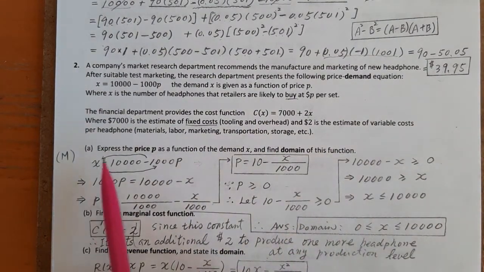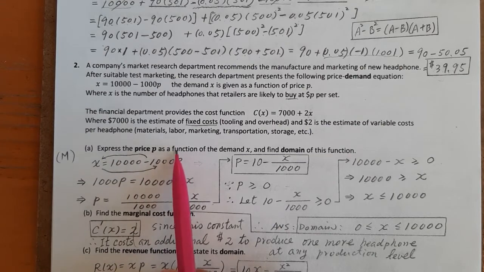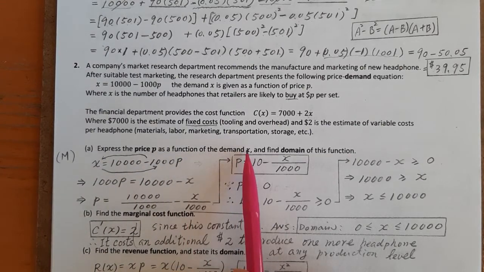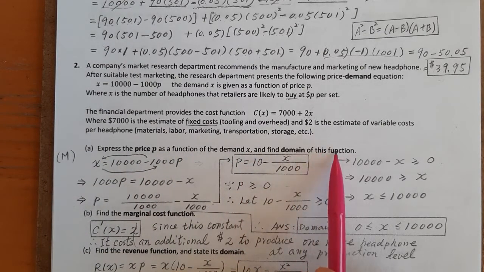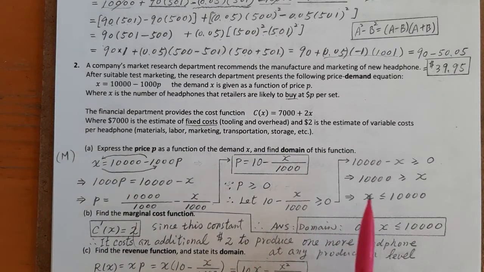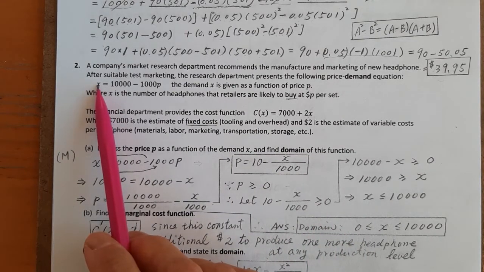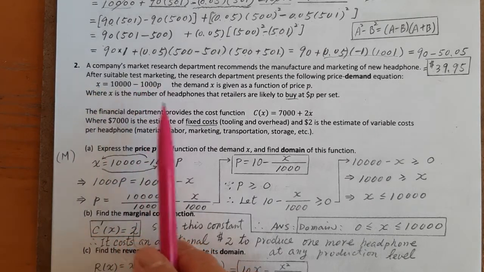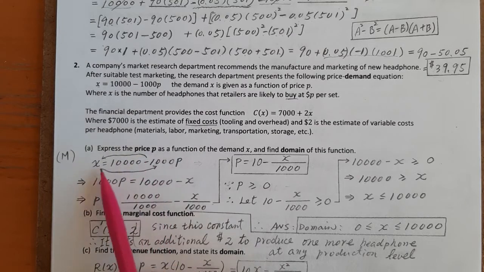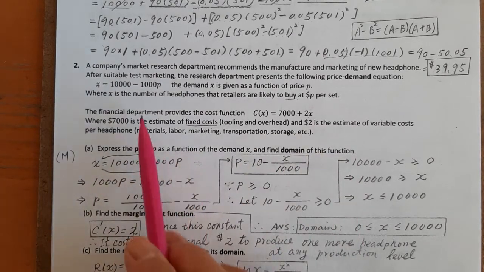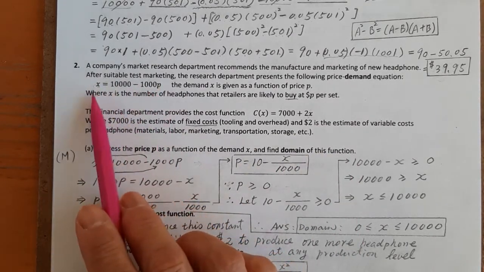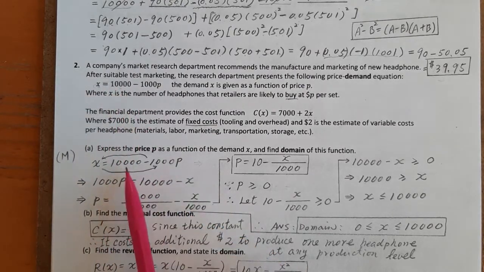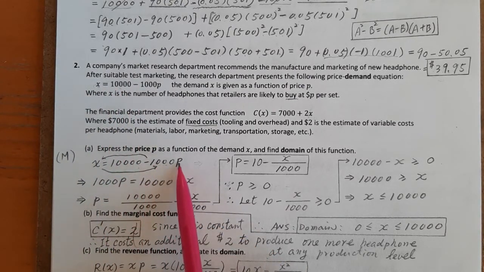A, express the price P as a function of the demand X and find the domain of this function. So this is a demand function, X in terms of P. Now we want to write P in terms of X, so we solve for P. X equals 10,000 minus 1,000 P.